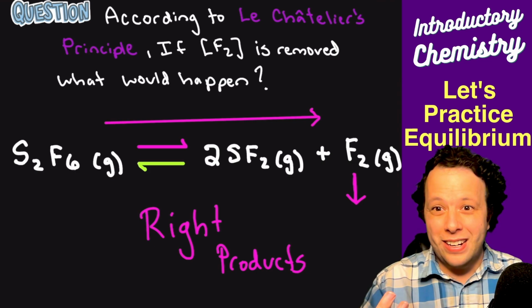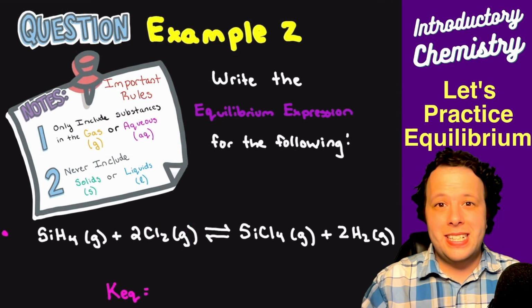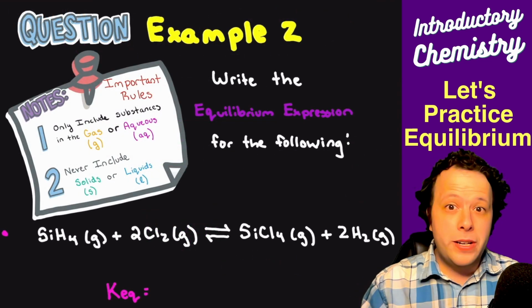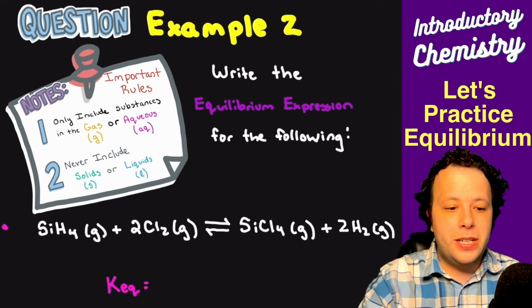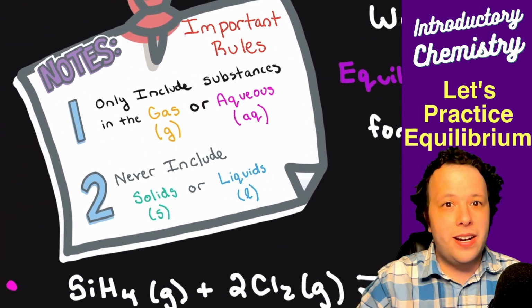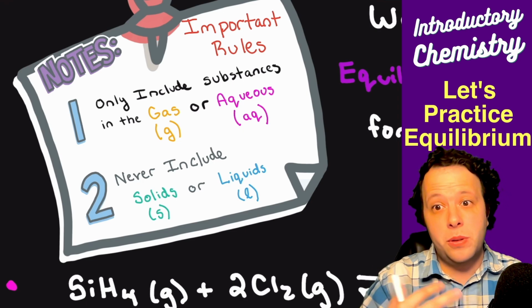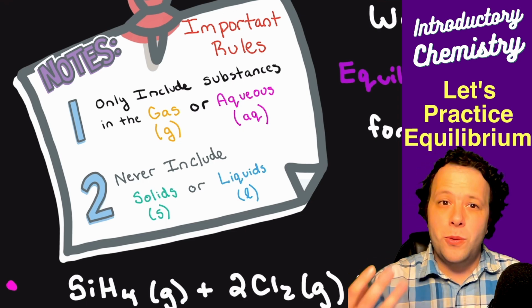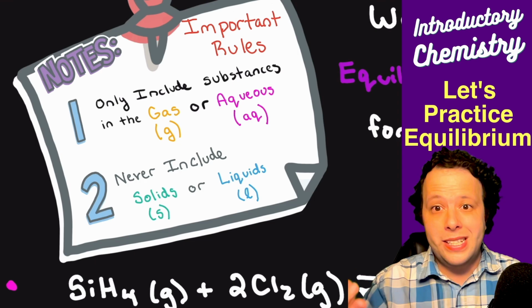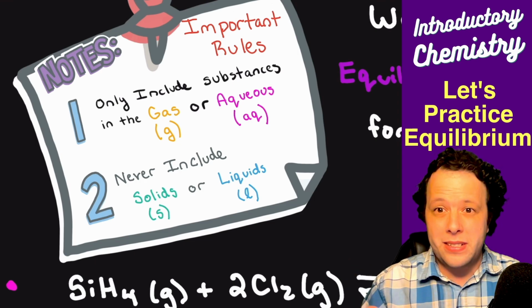Let's go take a look at another example. In our next example, we're going to be practicing writing more equilibrium expressions, but we're going to be reusing a lot of the rules that were covered in my equilibrium video, one of which is that we only include gases and aqueous substances when we're talking about equilibrium.